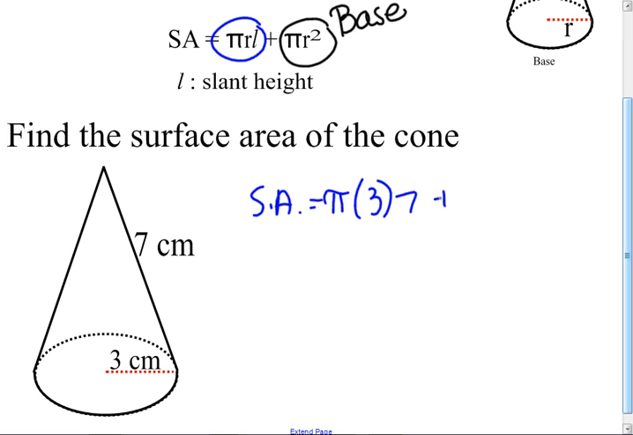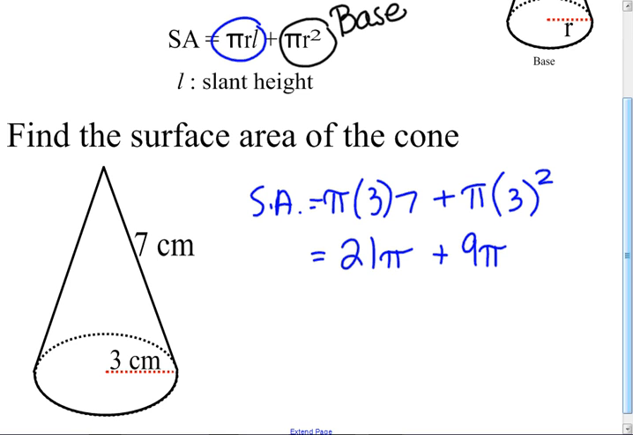7 plus pi r squared. R is 3. Okay, so that's 21 pi. Order doesn't matter. In which order I multiply doesn't matter. Plus 9 pi. And what's the answer, TJ? 9 pi plus 21 pi is 35. It's right up there. So you've got 2 equations.